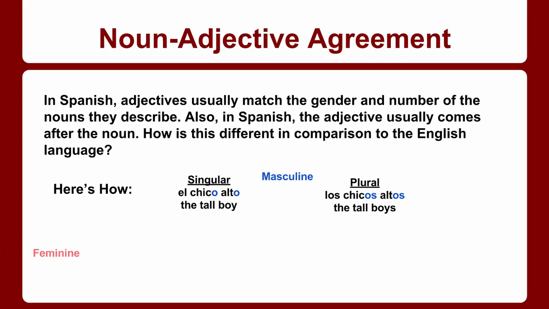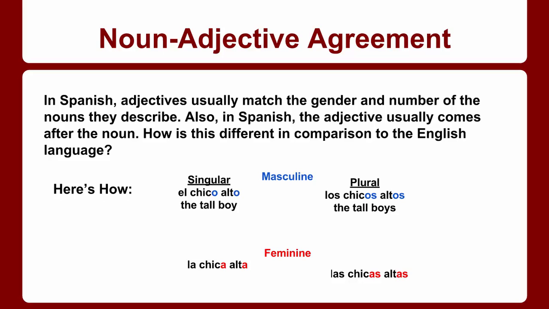So, in Spanish we have masculinity and we also have femininity. In Spanish, if I want to make an adjective feminine to match its feminine noun that it goes with, I usually make the adjective end in A. So in this situation, I say la chica alta, or the tall girl. If I want to make the adjective plural, and it's feminine, in Spanish I usually add AS. So in this situation, I would say the tall girls, las chicas altas.